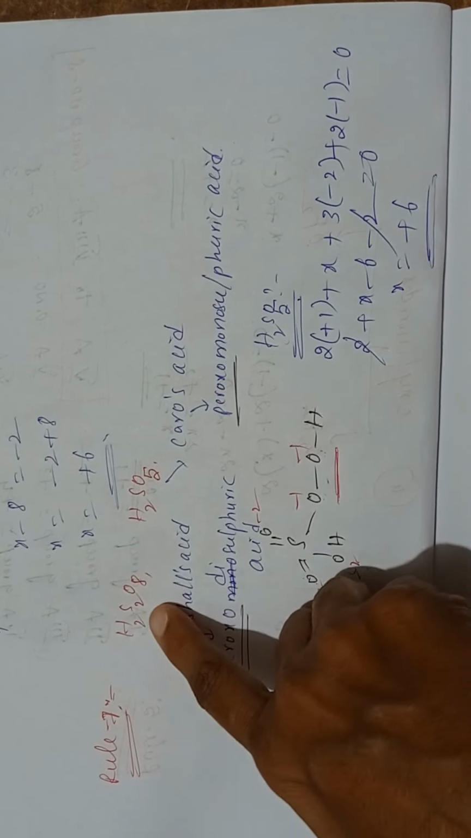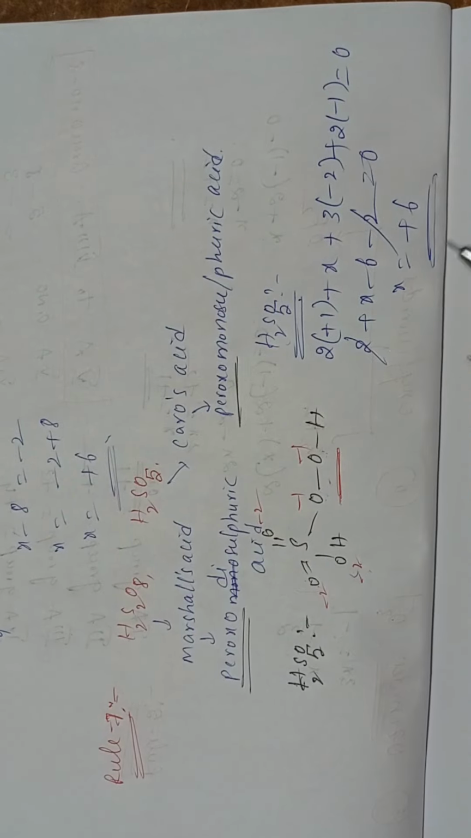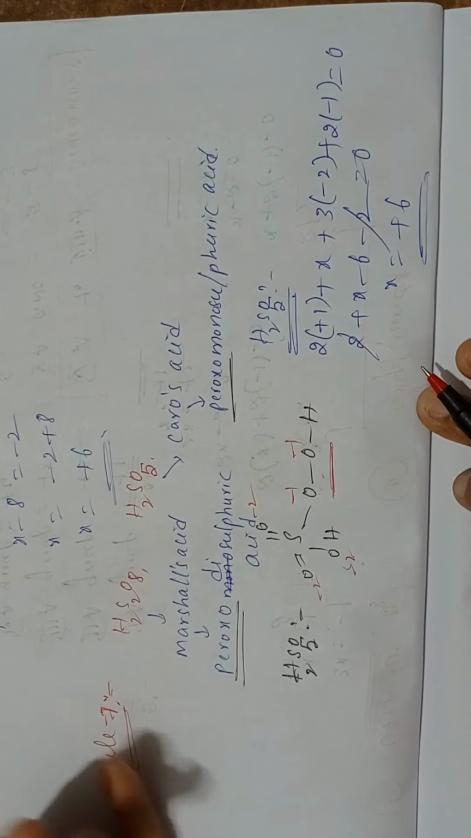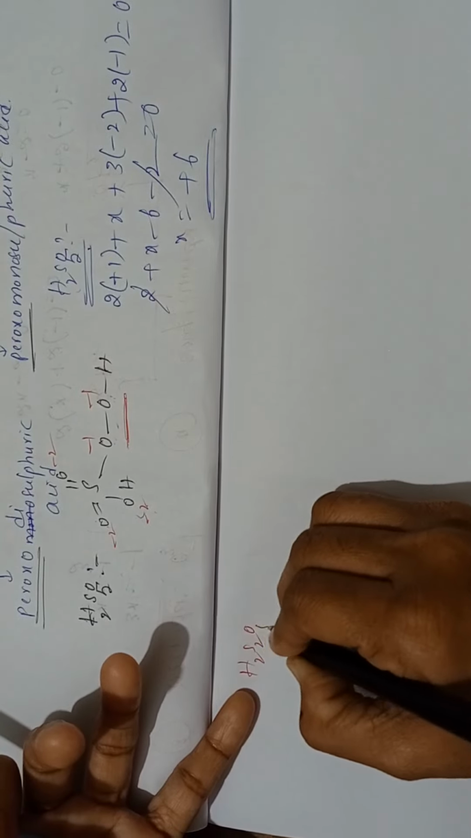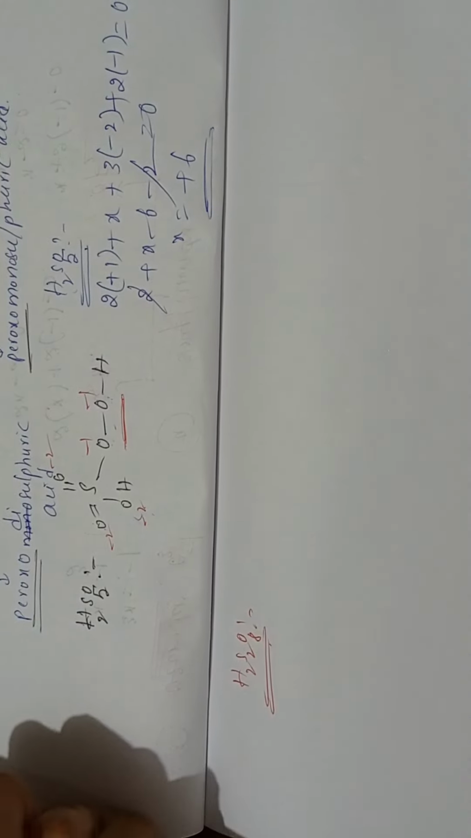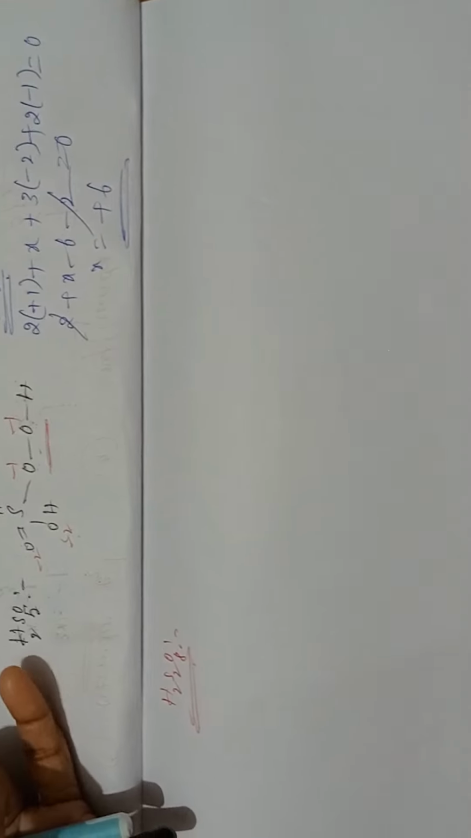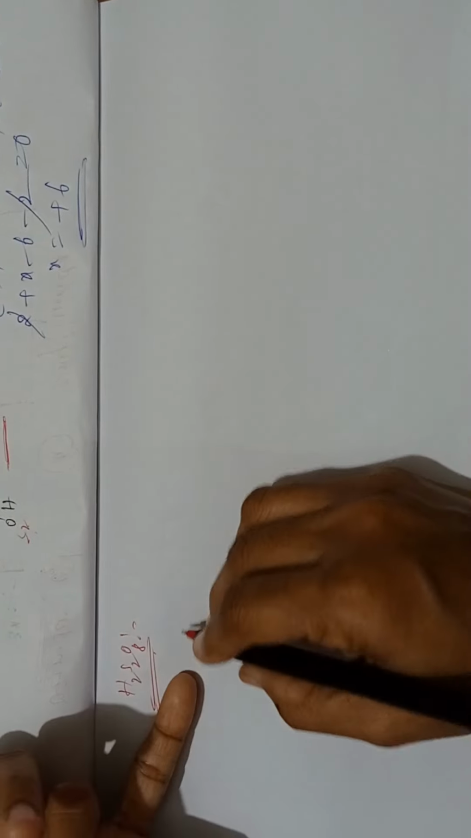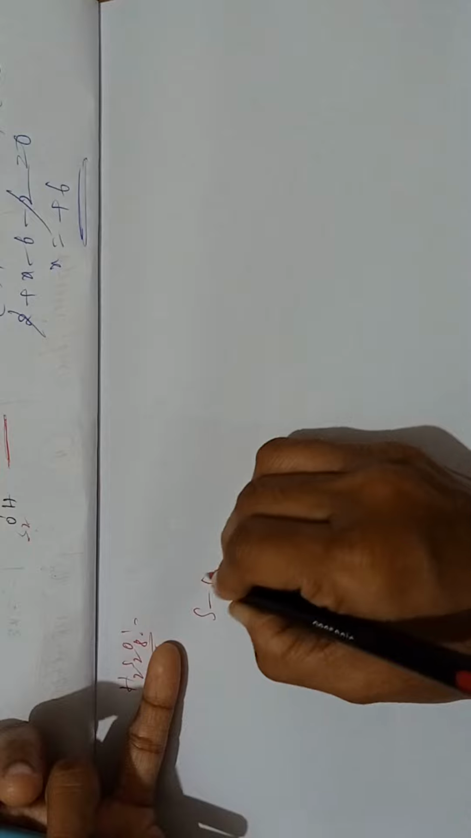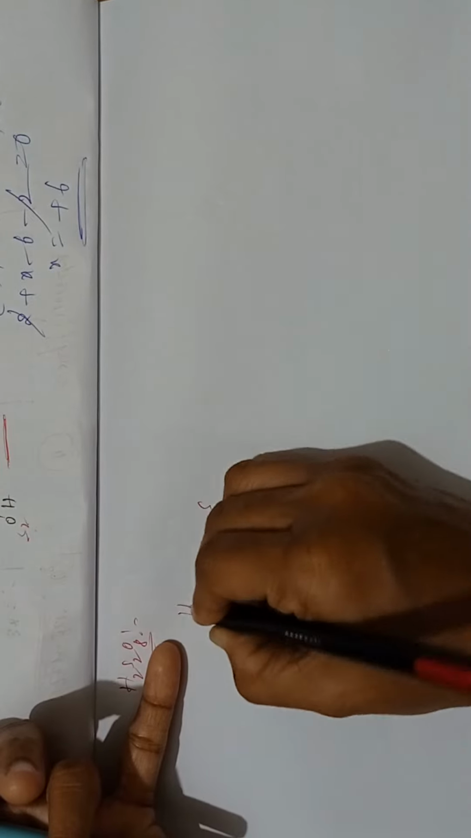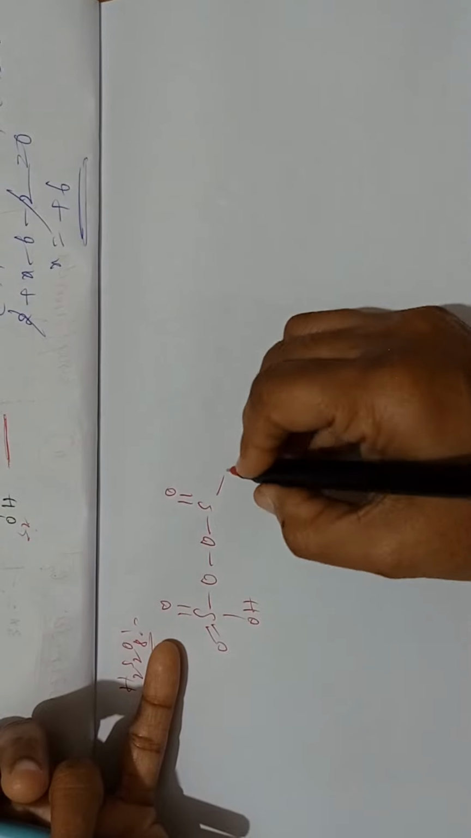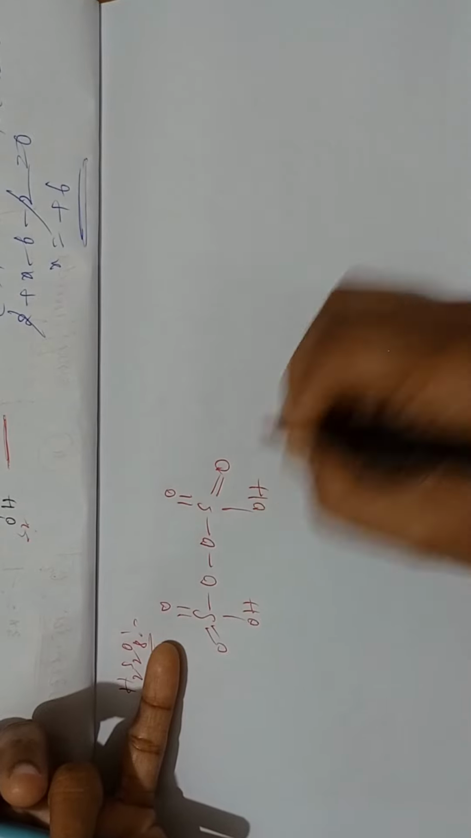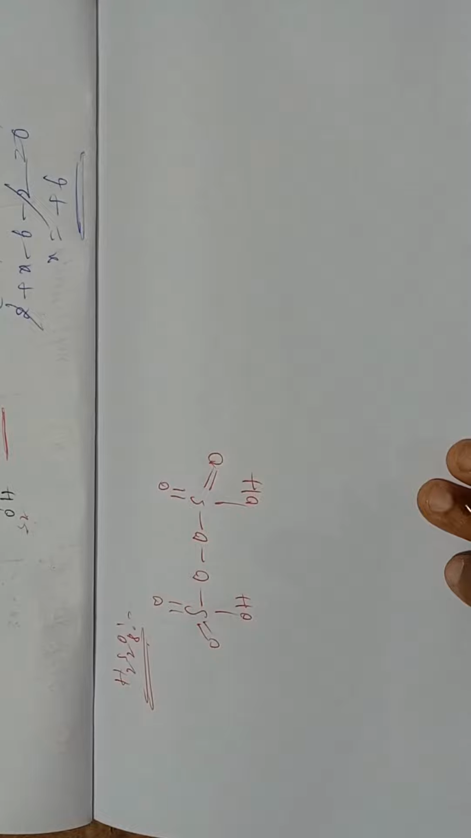Okay. Now I am going to discuss H2S2O8. Now see, students, H2S2O8. What is the structure of H2S2O8? It is peroxodisulfuric acid. So see here, students, H2S2O8, with S single bond O. This is H2S2O8.